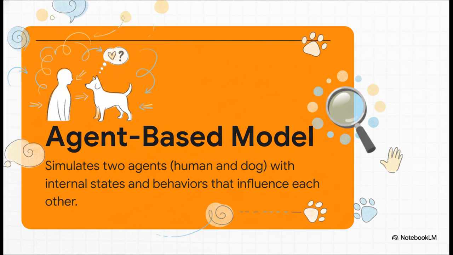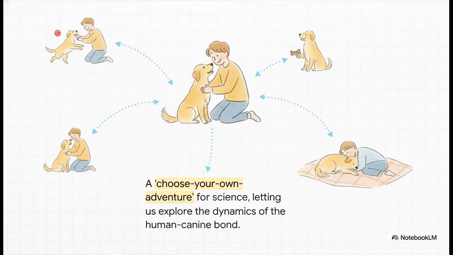It's actually pretty simple. Think of it like creating little digital puppets, or agents, one for the human and one for the dog. Each one has its own feelings and behaviors, and the model simulates how they influence each other. It's a perfect way to capture that two-way street of an interaction. So the most important thing to get here is that this is not just a video replay. Not at all. It is way more like a choose-your-own-adventure book, but for science. You actually get to change the rules of the world and see how a completely different story plays out. And that's exactly what we're about to do.